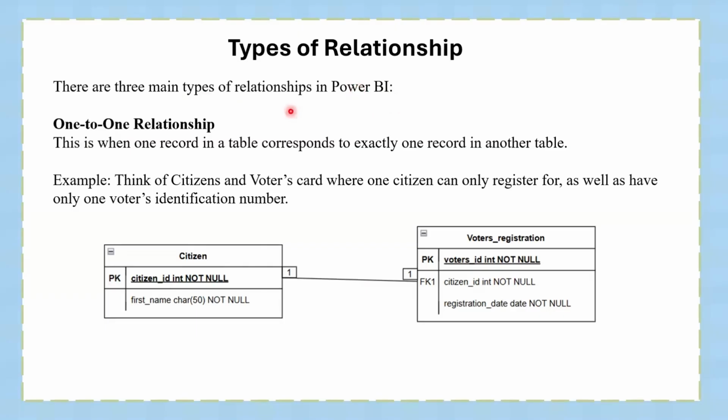There are three main types of relationships that can be created between tables in your data modeling in Power BI. The first one is the one-to-one relationship. And this is when one record in a table corresponds to exactly one record in another table. So I'm going to give you a practical example here.